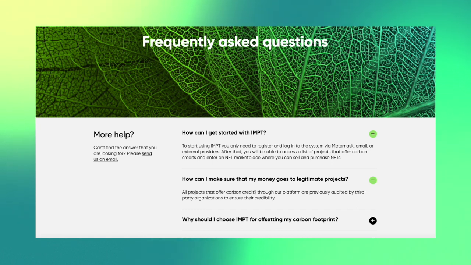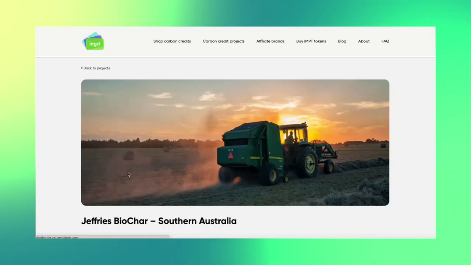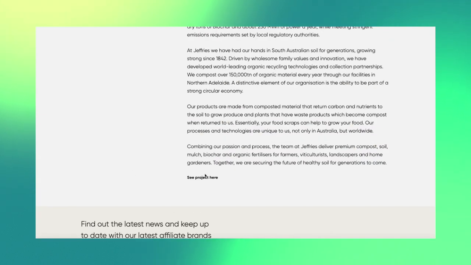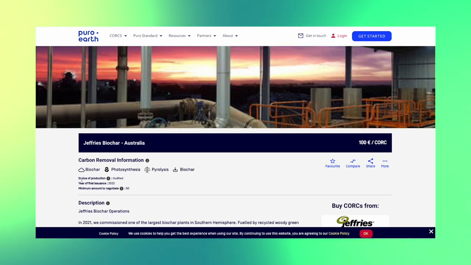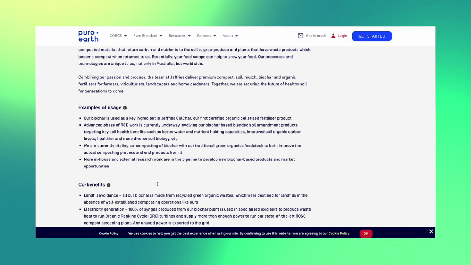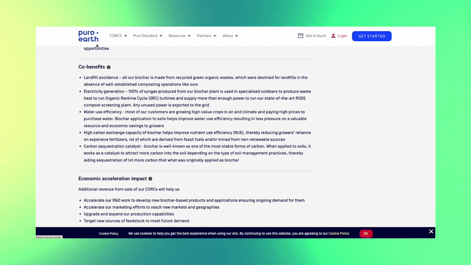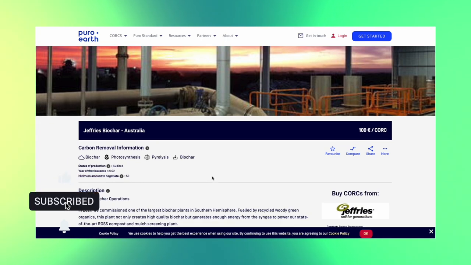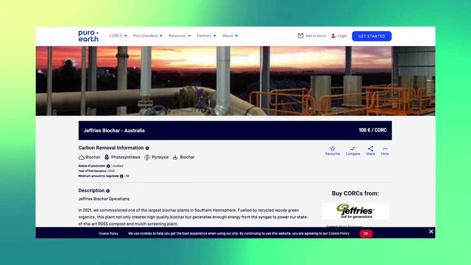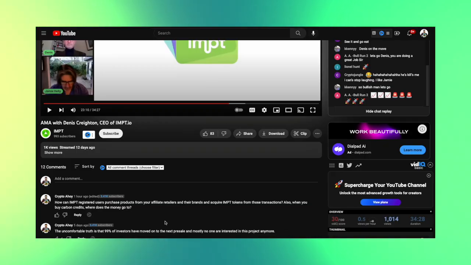It is tokenized. So if I were to go here to carbon credit projects, and let's say I choose this one from Australia, and scroll down to where it says see project, it takes me to the actual page, and you see here at the bottom it says status of production is audited. So it's already audited, and it says audit statement. So yes, this project, Pure Earth, is audited and it is legit. They're working on reducing carbon emissions, which is great. That is awesome. But this doesn't tell us that when we make a purchase of the NFTs with their IMPT token, that money is going to them, which is why I asked the question here.